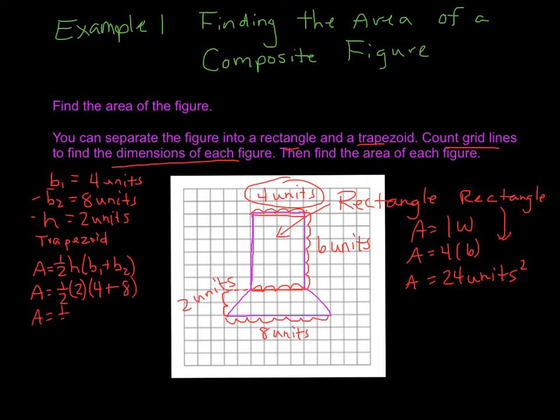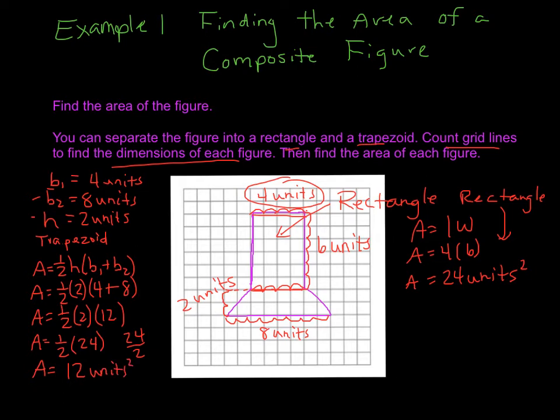My next A, I leave my 1/2, I leave my 2, I do my parentheses first. 8 plus 4 gives me 12. So now I can go through my next step and say 2 times 12 gives me 24. And then my last A would be 1/2 times 24, or I could also say 24 divided by 2. It would be 12 units squared.